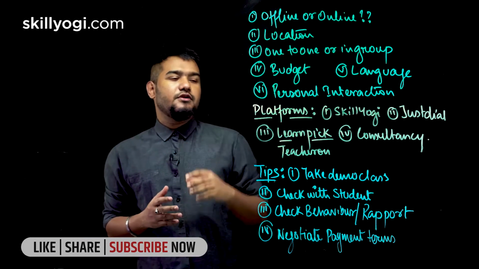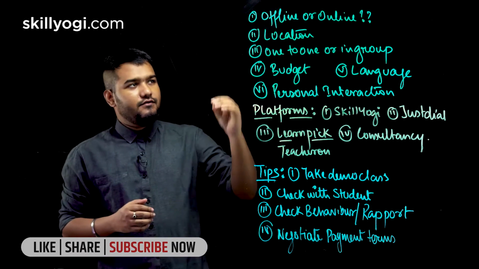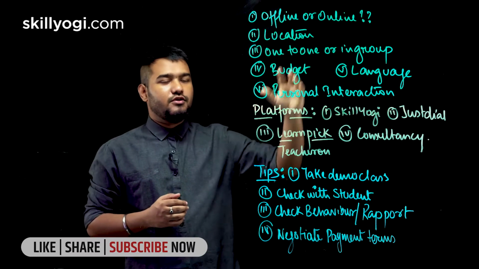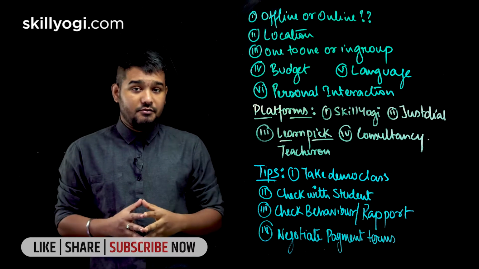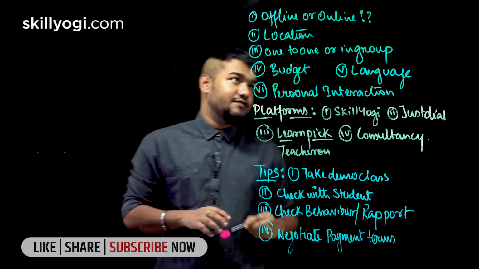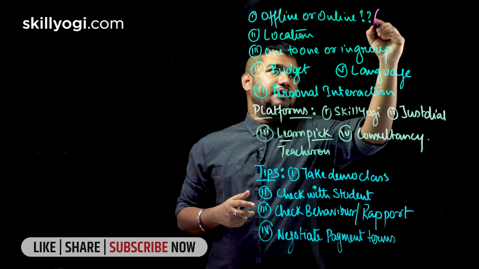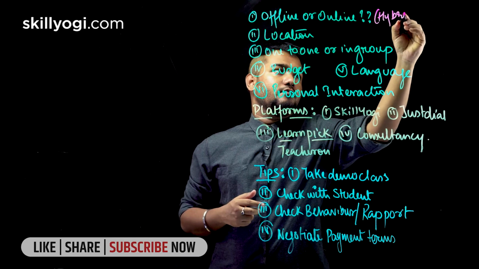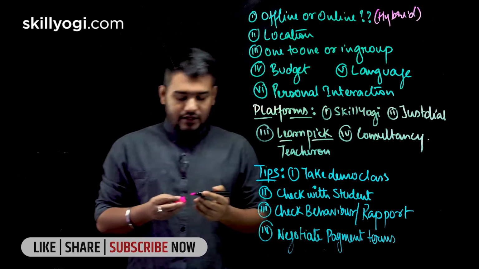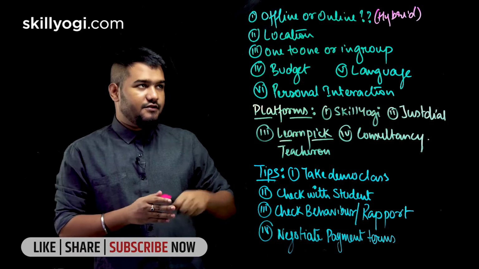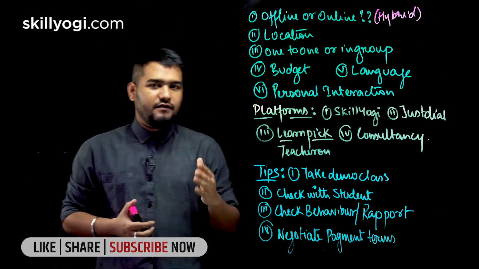The first thing that you need to understand and decide is whether you are looking for an offline teacher or an online teacher, because you have multiple options. And there is another option as well. You can also look for a hybrid teacher, like a hybrid model. So what is the hybrid model? First let me explain what is offline and online.